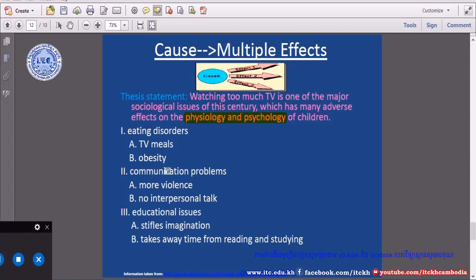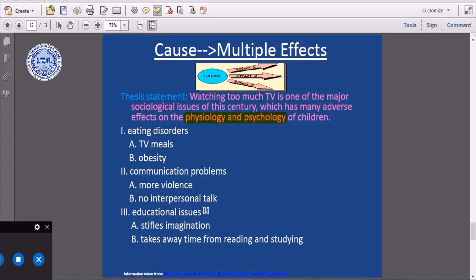Number two, communication problem. The children who expose themselves to a lot of TV, too much TV, will have communication problems. For example, they become more violent when they watch violent movies or fighting movies, and they have no interpersonal talk. Interpersonal talk, like they don't know how to talk to the other person, to other people. They just communicate with TV.